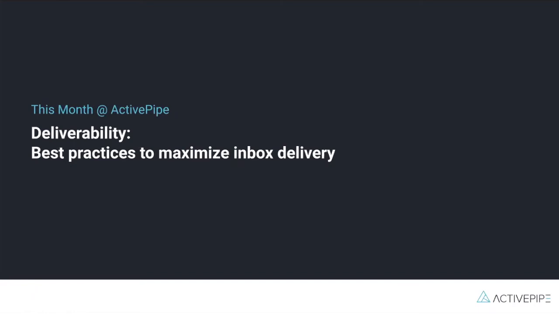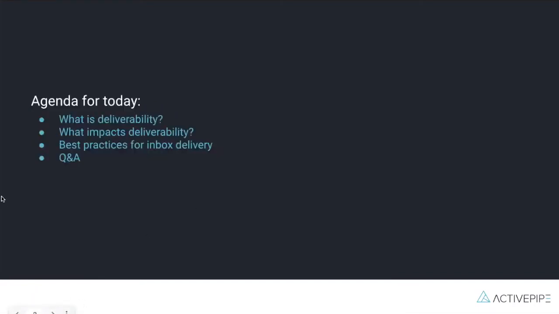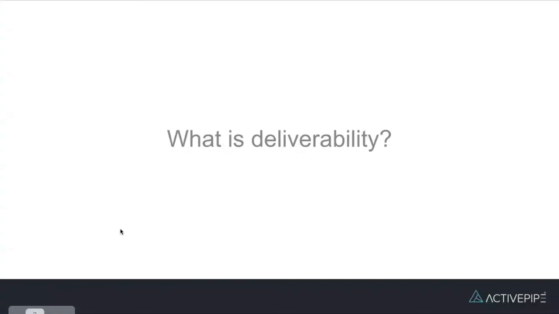So like I said, today we're going to be going through how to maximize your inbox delivery. First, we're going to be talking about what deliverability is, and then we're going to highlight key factors that are actually impacting your deliverability. And then lastly, we're going to talk about best practices for inbox delivery and steps that you can take in ActivePipe to make that better.